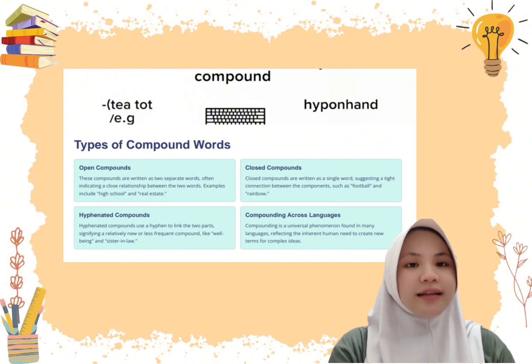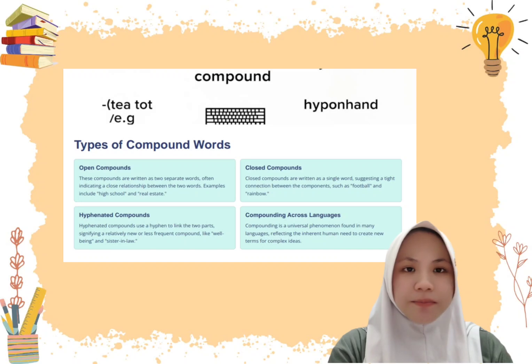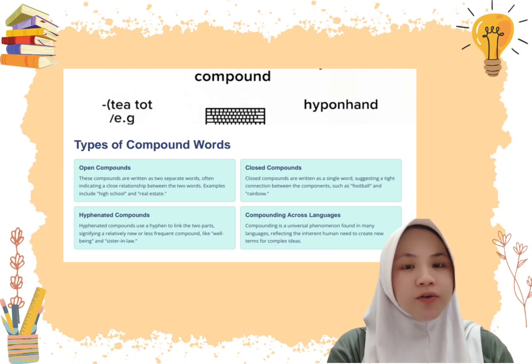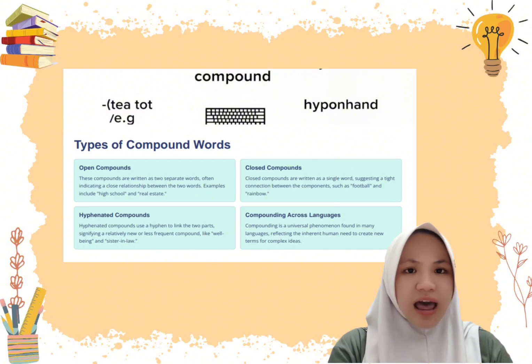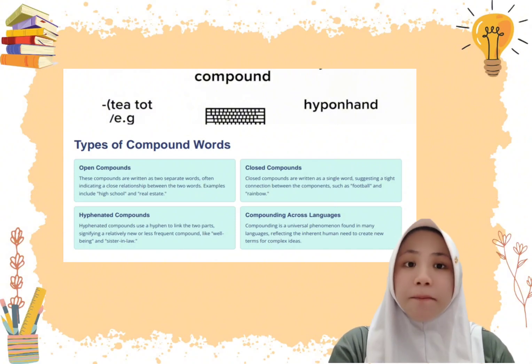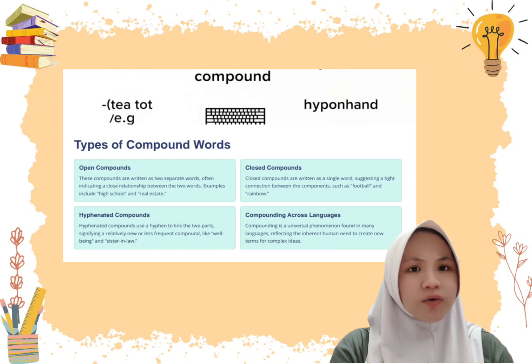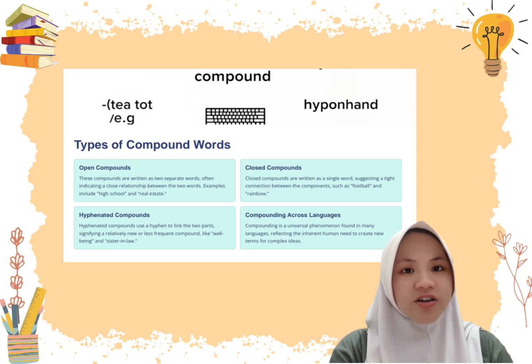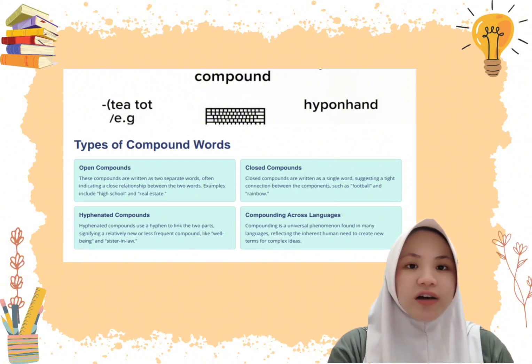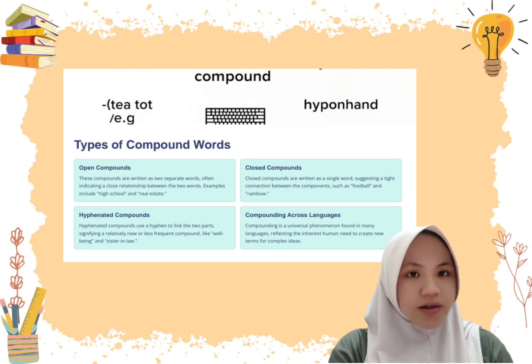Slide 3. Types of compound words. There are three main types of compounds: open, closed, and hyphenated. Open compounds are written as two words, like hike school. Closed compounds are joined into one word, like rainbow. And the hyphenated compounds, such as well-being, use a hyphen to connect the parts. Compounding occurs across different languages.